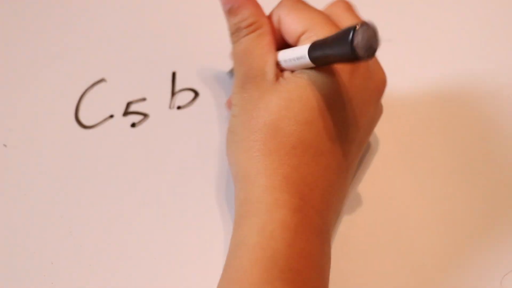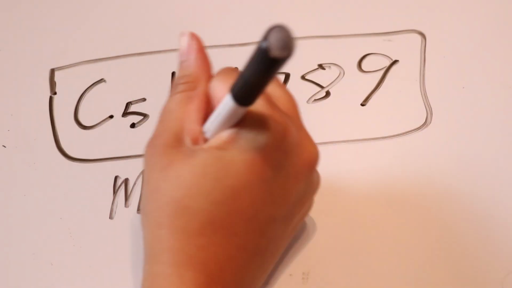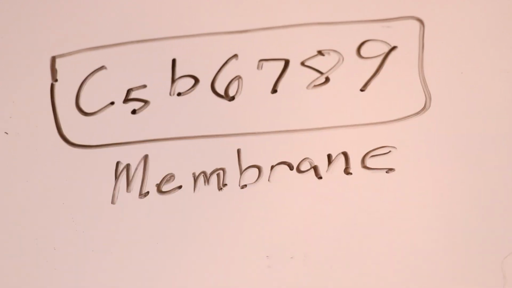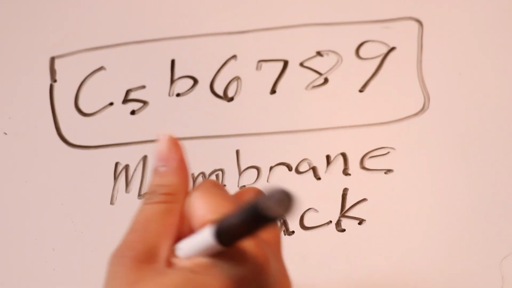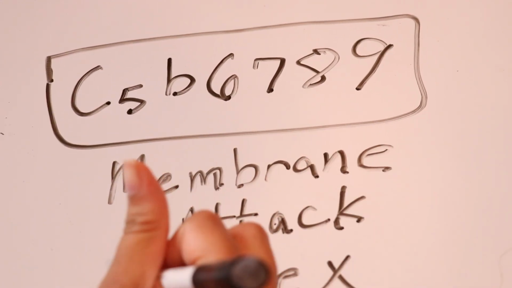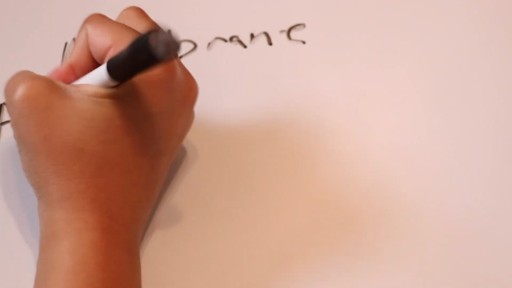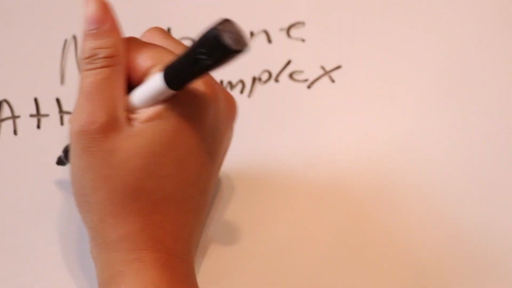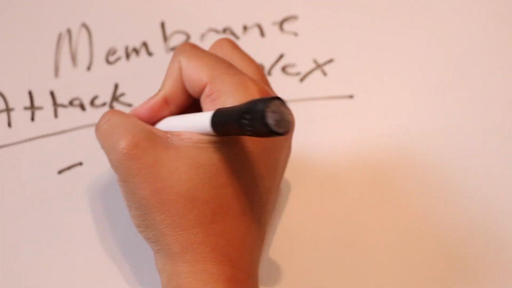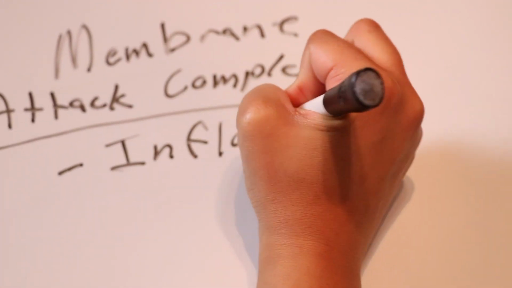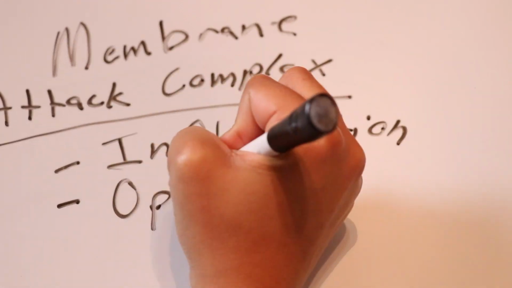All three pathways have C5B, 6, 7, 8, and 9, and it is also a membrane attack complex. The effects of the attack complex are inflammation, opsonization, and lysis.